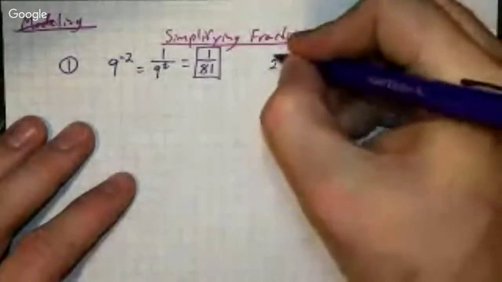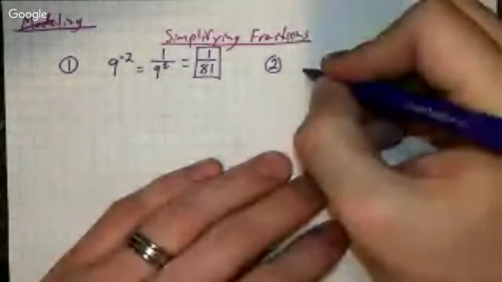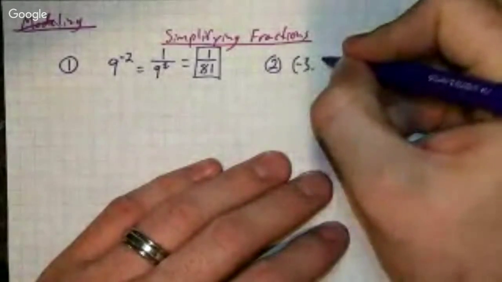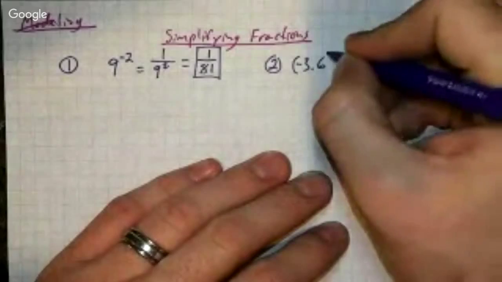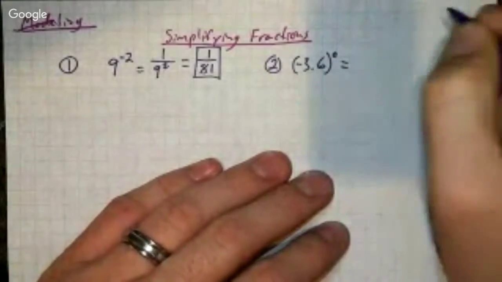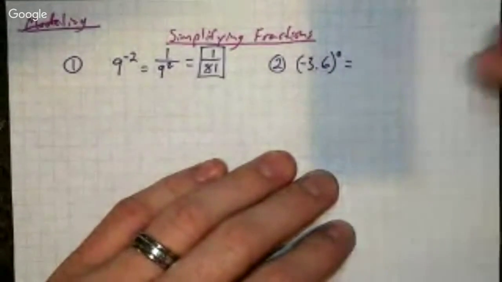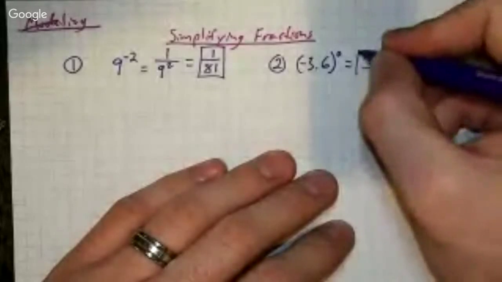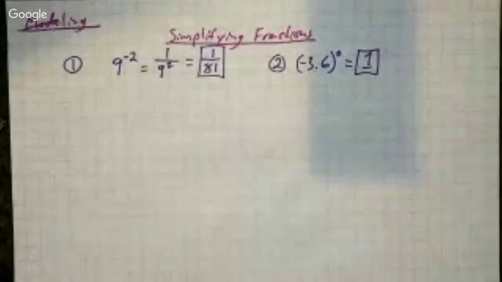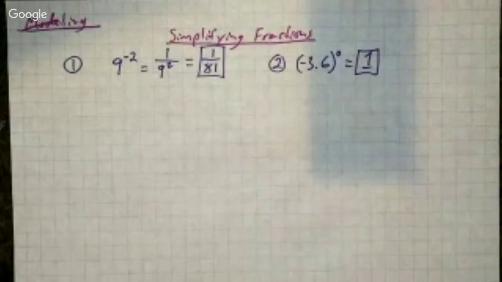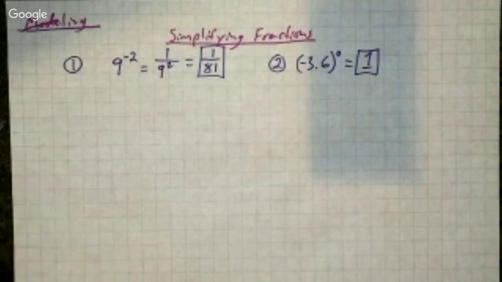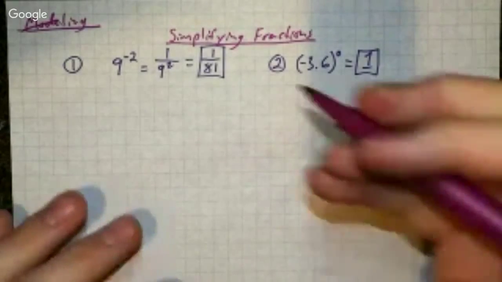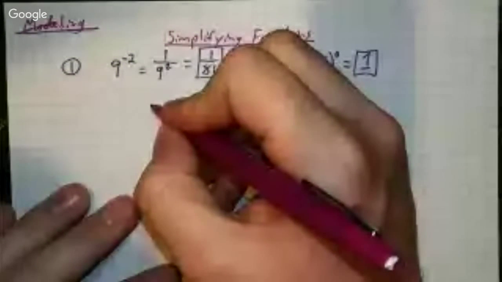Number 2, negative 3.6 to the power of 0. That simplifies, as with any number that is non-zero, to 1. Simple. So that's all we're going to do with simplifying fractions. You just need to know the definitions we put down of these two situations. Now, let's talk about something a little bit.